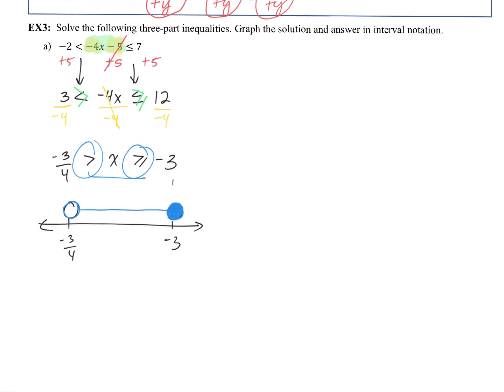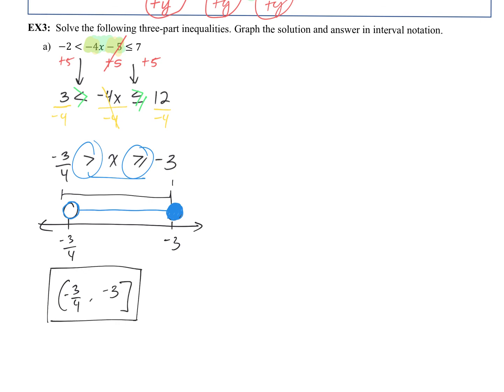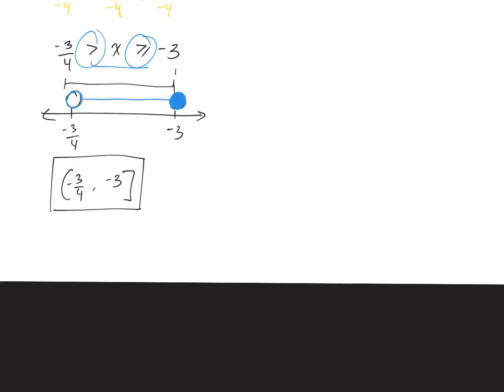And lastly, interval notation. So reading from left to right, first point we see here, and read here, and then we stop. So we start at negative 3 over 4, we don't include it, and then we go up to negative 3 and box it. And there we go. That is our answer.